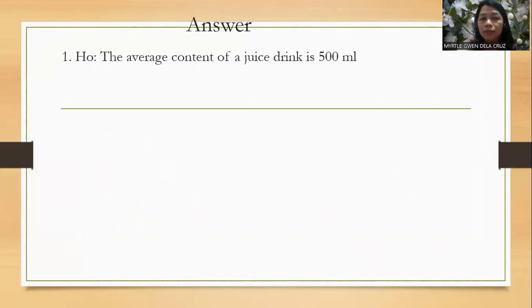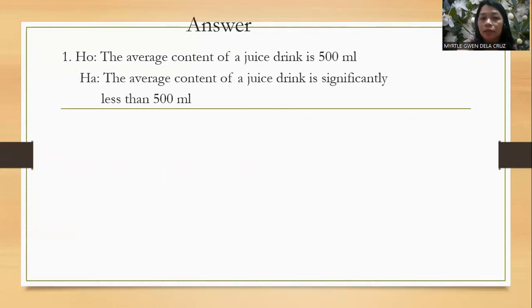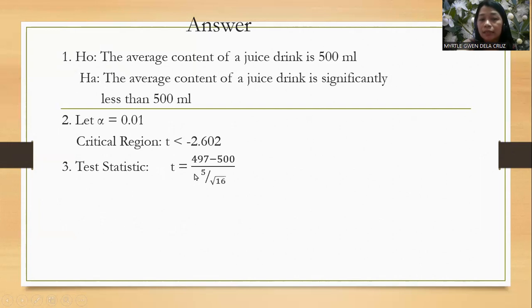Now we have these. The null hypothesis: the average content of a juice drink is 500 ml. Alternative hypothesis: the average content of a juice drink is significantly less than 500 ml. Our level of significance is alpha is equal to 0.01. So our critical region is t is less than negative 2.602. And our test statistic is 497 minus 500 divided by 5 over square root of 16. So t is negative 2.4.